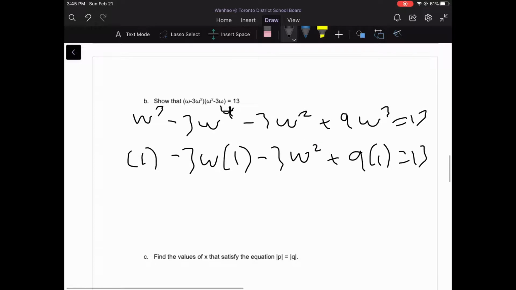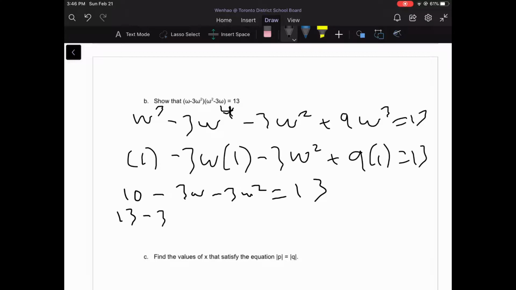Okay, so let's clean this up a bit. 10 minus 3 omega minus 3 omega squared is equal to 13. So we break 10 into 13 minus 3, and this is minus 3 omega minus 3 omega squared is equal to that.